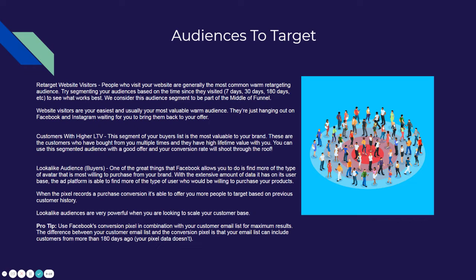Lookalike audiences are very powerful when you're looking to scale your customer base. There's no doubt about that. A little tip here, guys: use Facebook's conversion pixel in combination with your customer email list for maximum results. The difference between your customer email list and the conversion pixel is that your email list can include customers from more than 180 days ago, and your pixel just can't do that.